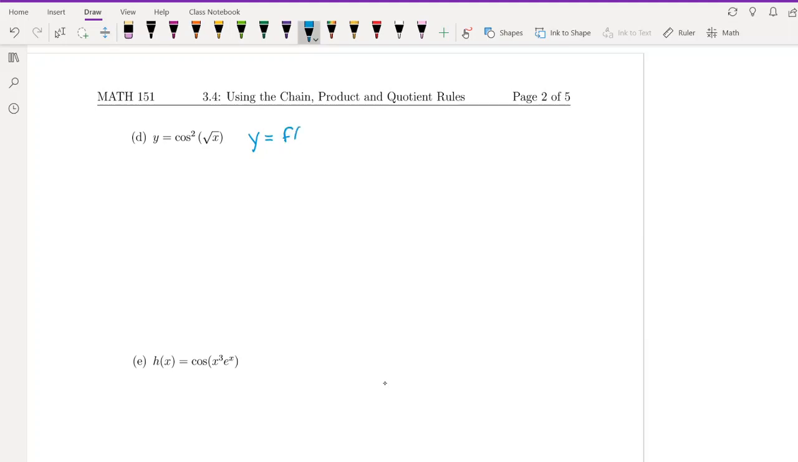So you could say this is f of x times g of x, where f of x is equal to cosine of square root of x, and g of x is equal to also cosine of square root of x, right? Because if you're squaring cosine, that just means you're multiplying it with itself.